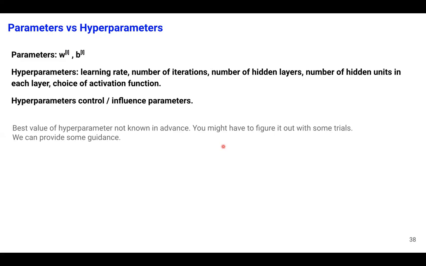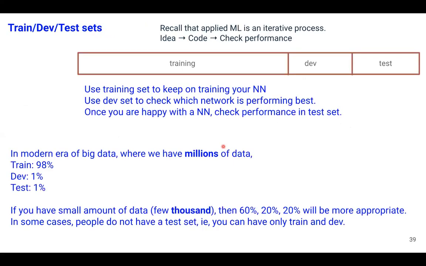Now, how to actually do that, and I think I'll stop after discussing this. How to do that is that generally, if you have a big data set, you divide it into three parts: training set, dev set, and test set. Dev is development set. As we already discussed, applied machine learning is a very iterative process. You have some idea, you need to code it up, check the performance and iterate. So that is why these three separate sets are very important.